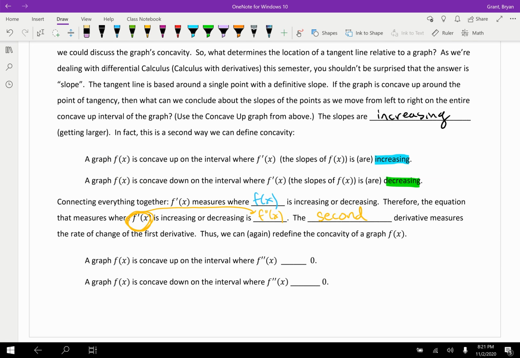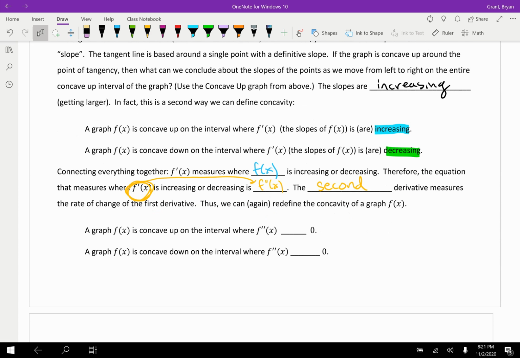So we can now redefine concavity and say that a graph f of x is concave up where f double prime, let's see, in order for f prime to be increasing, what does f double prime have to be? F double prime has to be greater than 0. That tells us that the pattern of f prime is moving in a positive direction. F prime is getting bigger because f double prime is positive, right? And you can even rewrite this over here and we can say that f prime is increasing. Versus a graph is concave down where f double prime is less than 0. That's where f prime is decreasing.